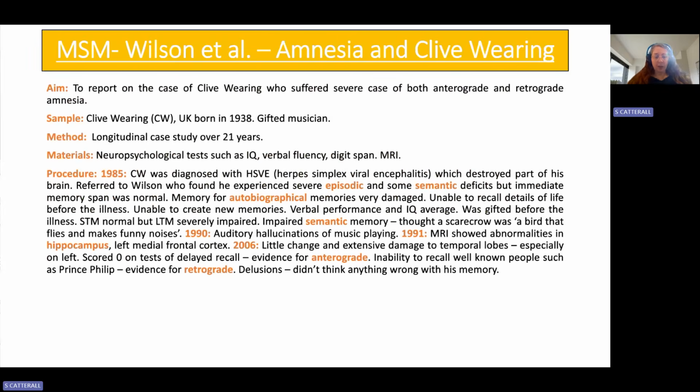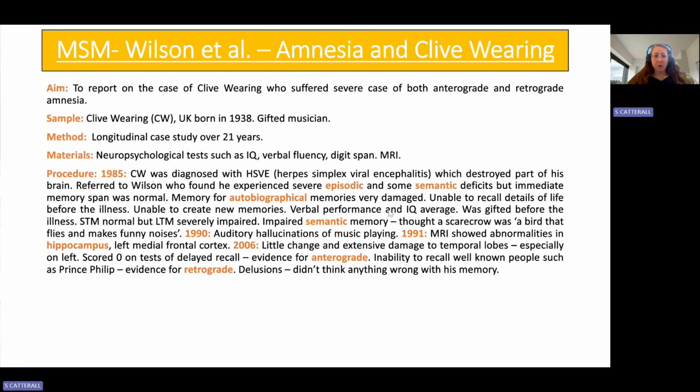So in 1985, he was first diagnosed with something a little bit like the cold sore virus, and this destroyed part of his brain. And he was having lots of memory issues. He couldn't remember a lot, but his memory span was kind of normal. So his immediate memory, that 30 seconds of duration, was fine, but he couldn't remember things in the past. So he was showing lots of retrograde amnesia.